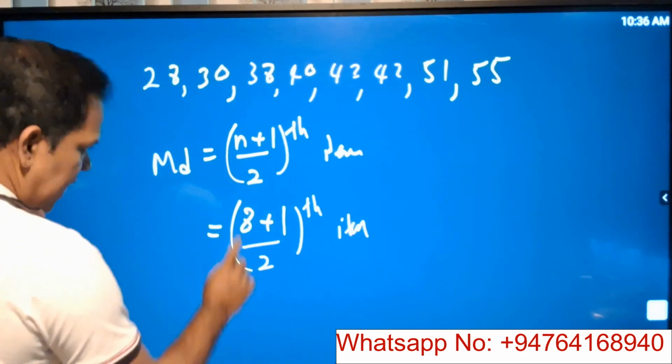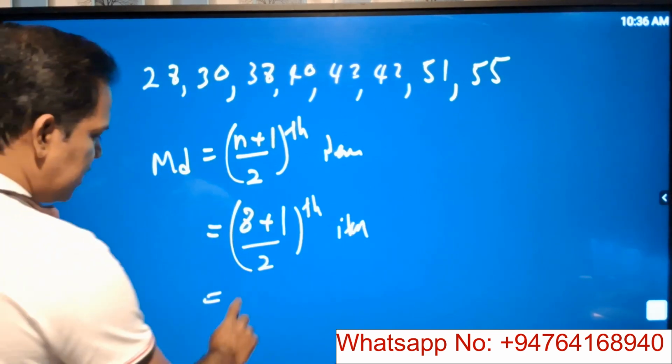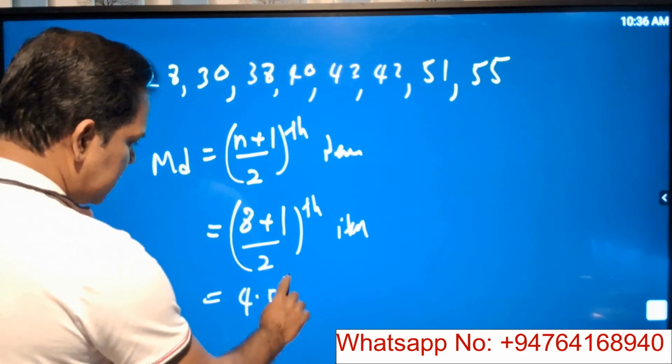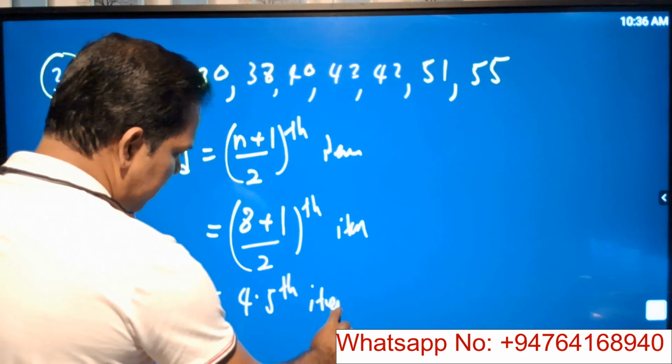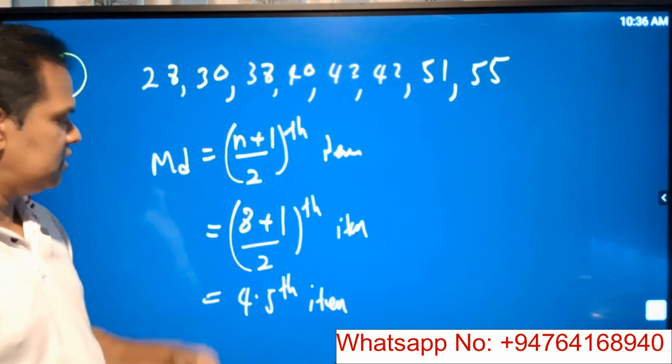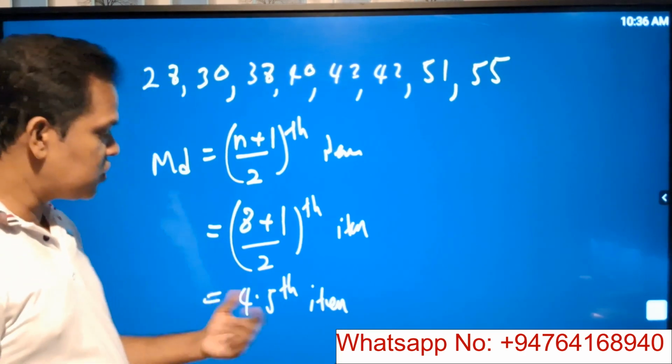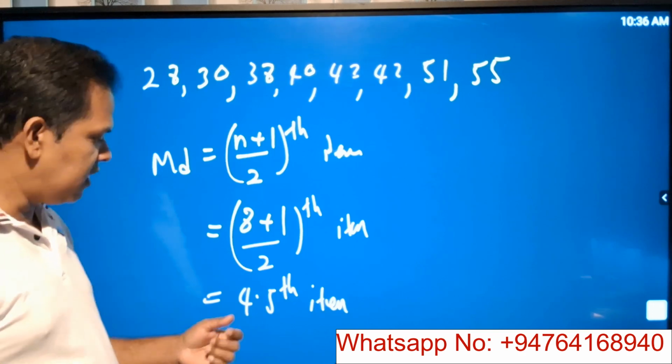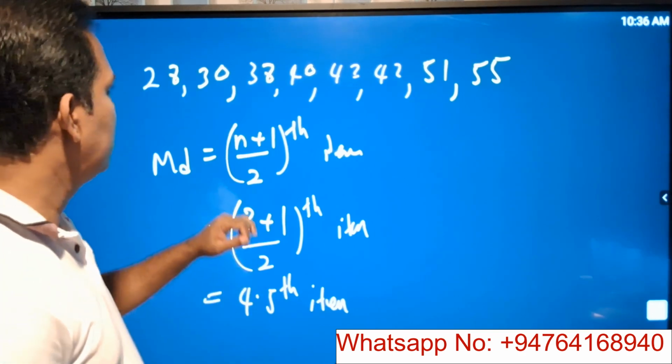What is the answer? 8 plus 1 is 9, divided by 2, that is the 4.5th item. How do you find the 4.5th item? If it is the 4th item, you can find it. If it is the 5th item, that can also be found. But now you have to find the 4.5th item.